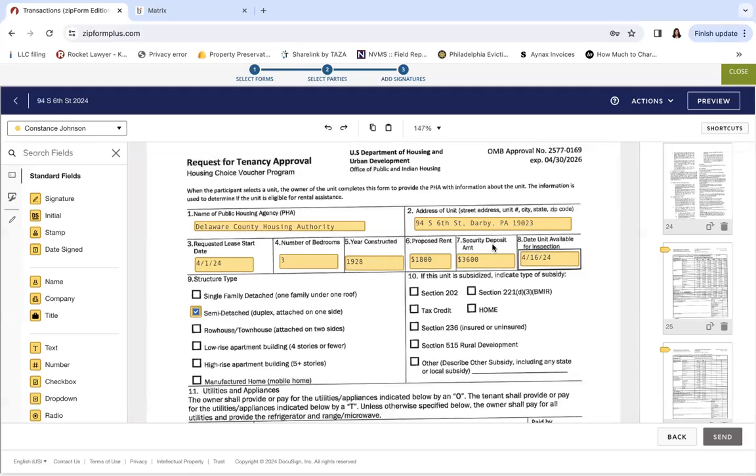Number 8 talks about the date available for inspection. This particular property is not available right now. However, it will be available after the 15th to be inspected.